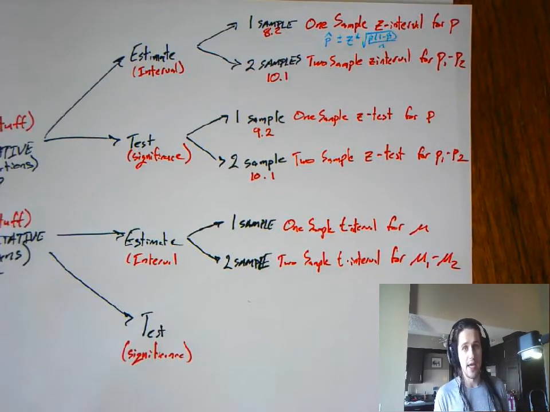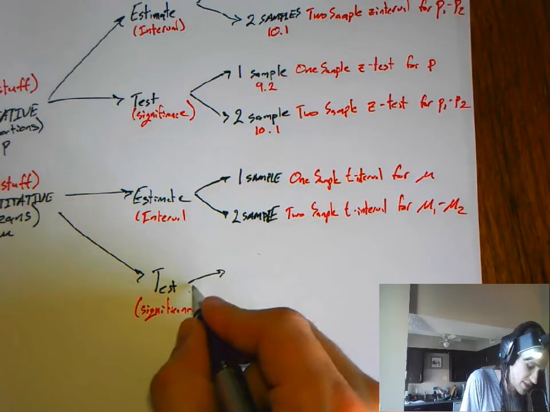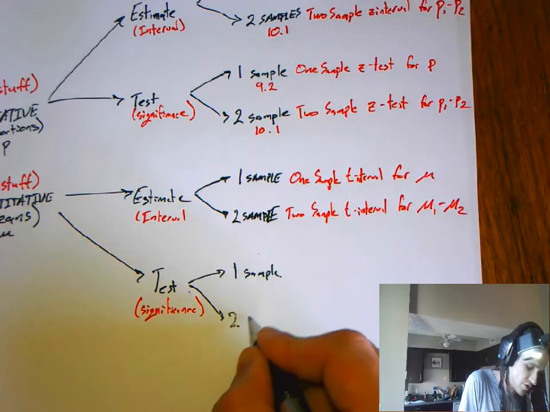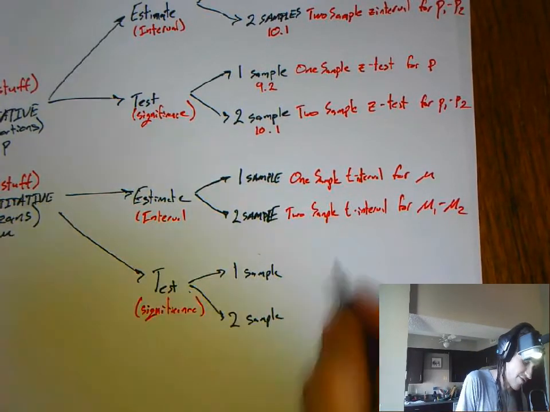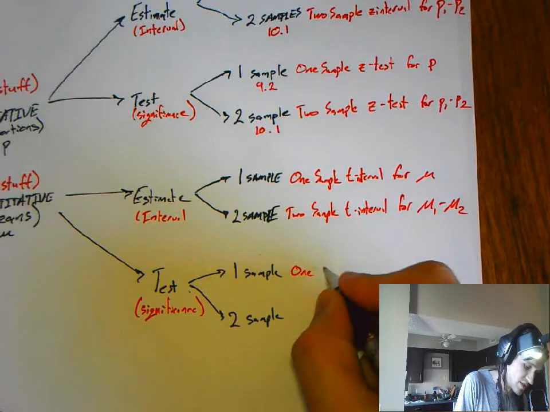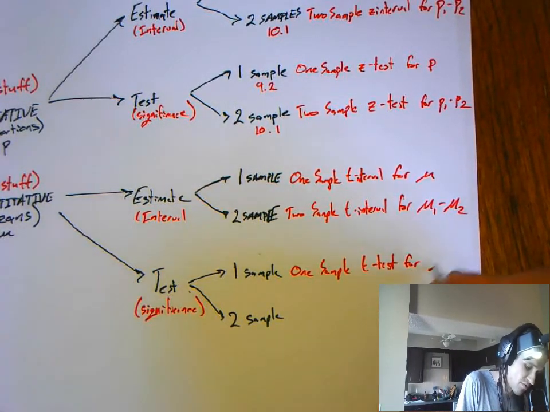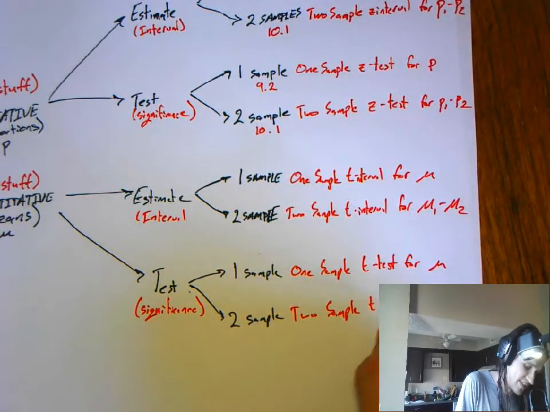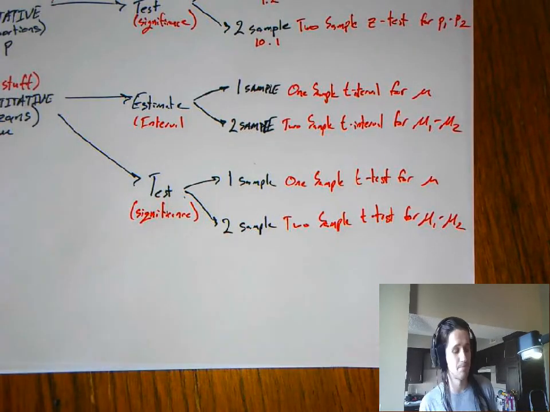Okay. And let's finish it out down here at the bottom. We're going to be testing. We could do one or two sample tests for the mean. One sample, two sample, and we could have the one sample t-test for mu, or the two sample t-test for the difference in those means, mu1 minus mu2. Nope, you can't see that because of my head. Okay.